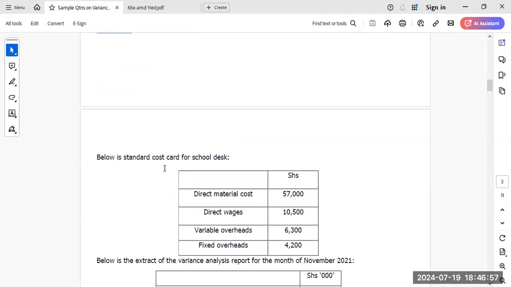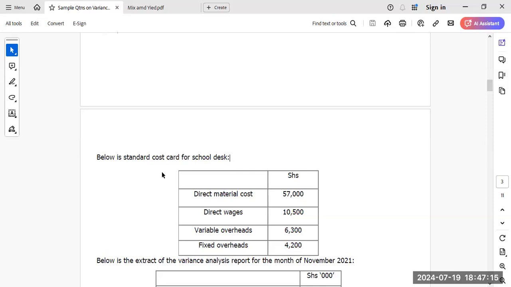We are given the standard cost card for school desk. And remember, a standard cost card always indicates the cost of one product.